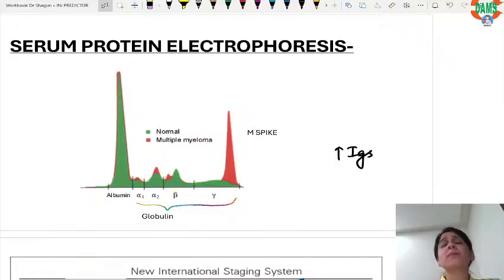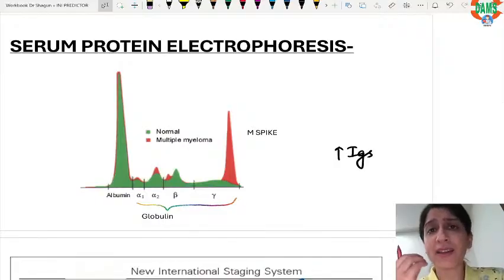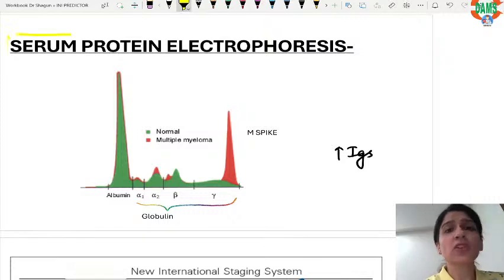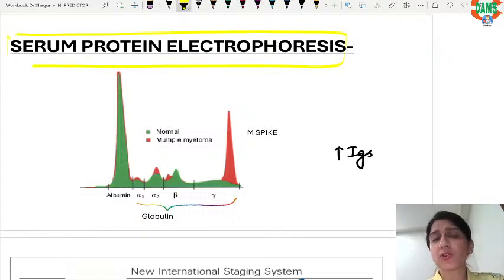Now, if I'm making a diagnosis of multiple myeloma, if I'm talking about a patient of multiple myeloma, it is impossible that I do not talk about this very important repeatedly asked question, that is serum protein electrophoresis, that we do in this patient of multiple myeloma.